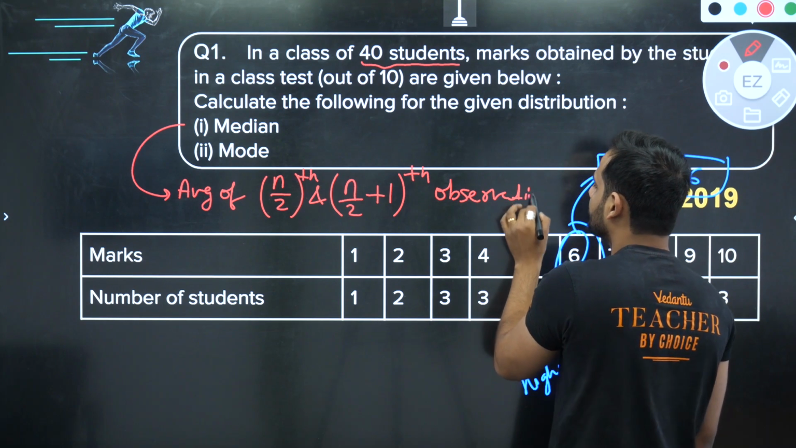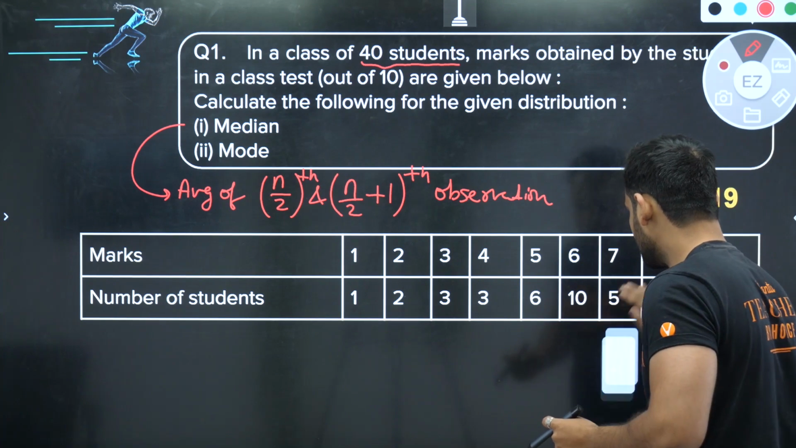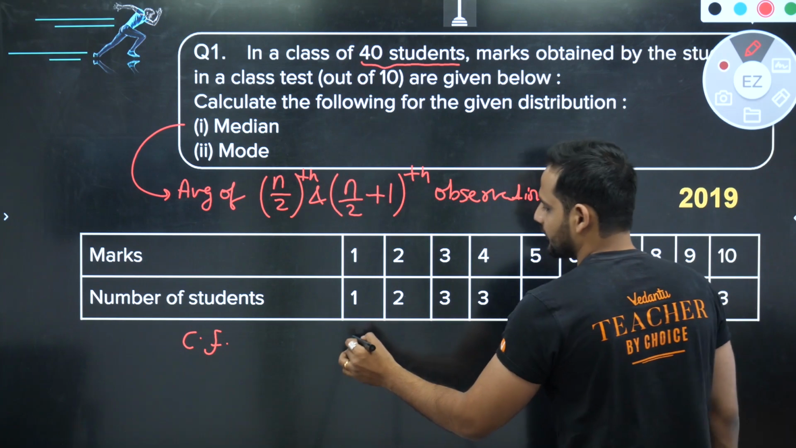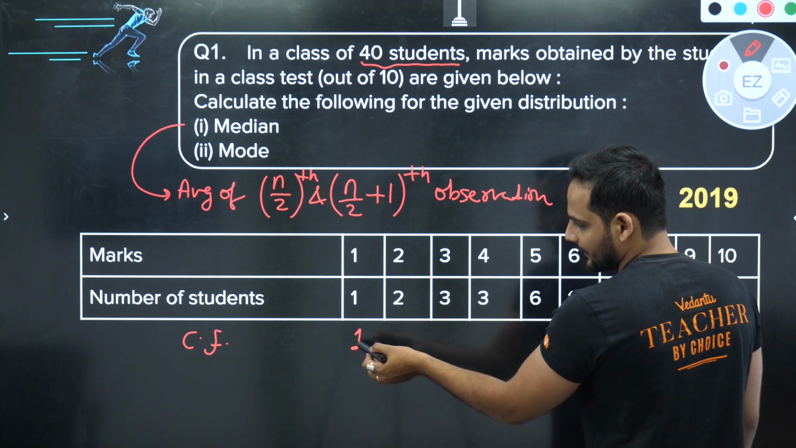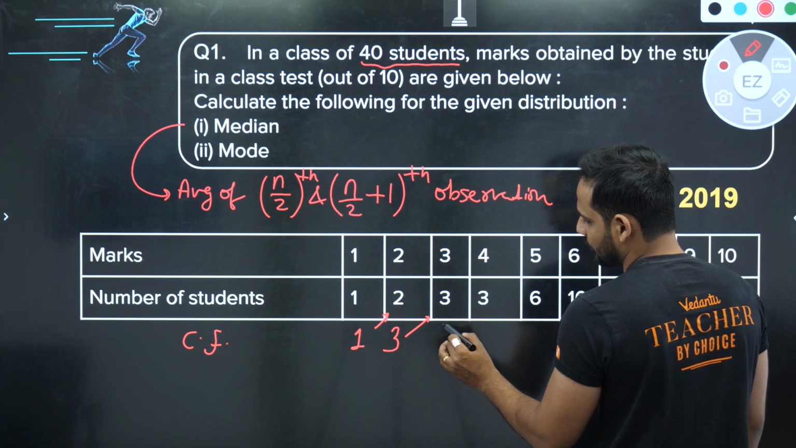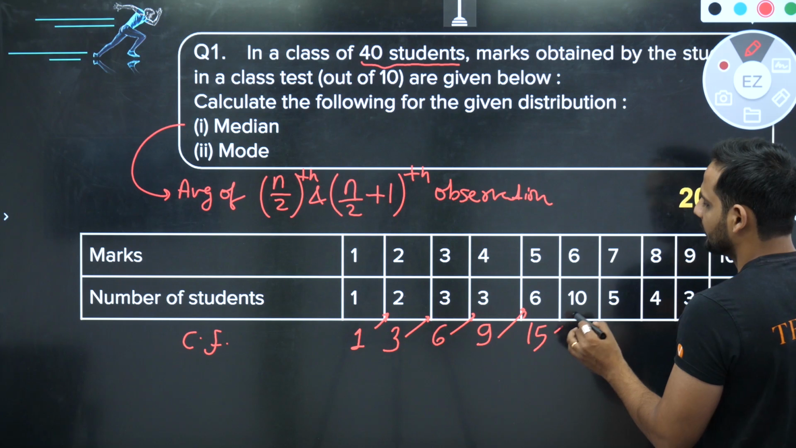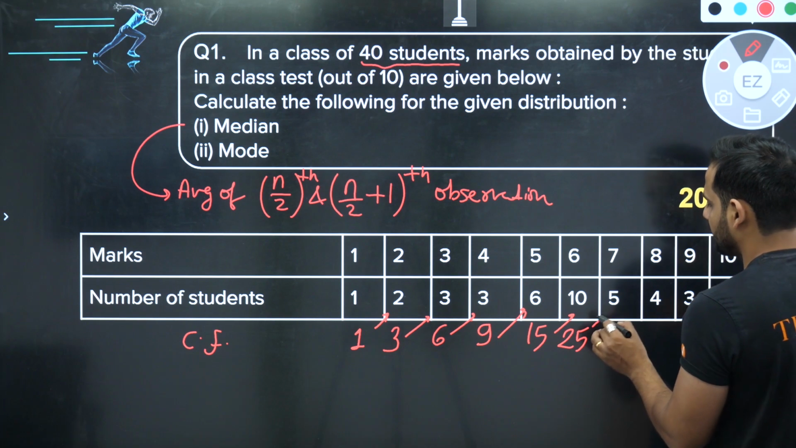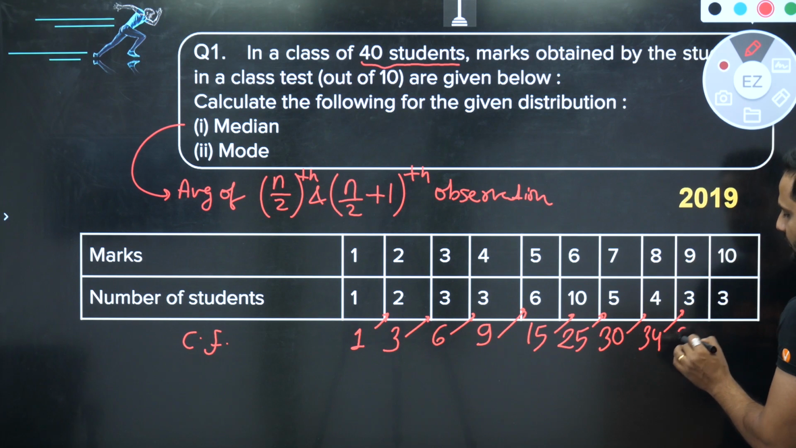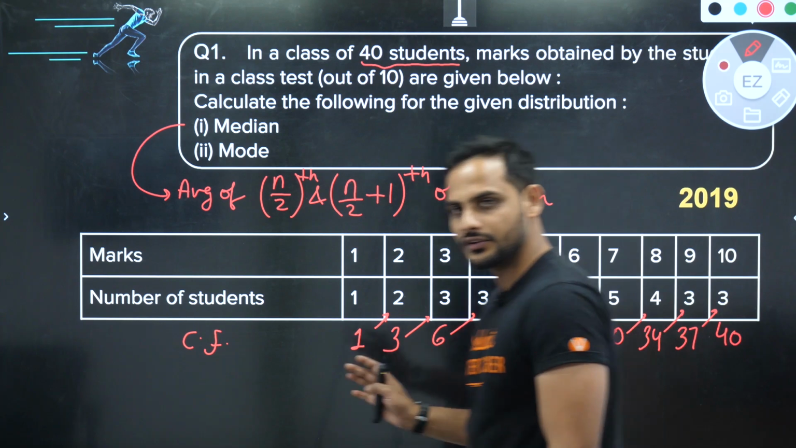So to get this observation beta, we need one thing which is called cumulative frequency. Cumulative frequency for this one will be 1 only. Now this one add in the next frequency. 1 plus 2 is going to be 3, 3 plus 3 is going to be 6, 6 plus 3 is going to be 9, 9 plus 6 is going to be 15, 15 plus 10 is going to be 25, 25 plus 5 is going to be 30, 30 plus 4 is going to be 34, 34 plus 3 is going to be 37, 37 plus 3 is going to be 40. So this is your cumulative frequency.